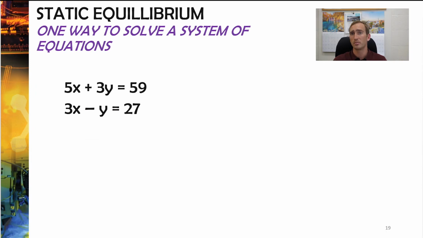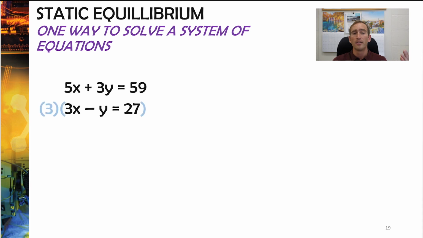So here is a system of equations that's not really relevant to ENES 102, but you can imagine that it could be. The x and y could be forces or something like that in your problem. So here we have 5x plus 3y equals 59, and we have 3x minus y equals 27. So how could we solve this? We could just do substitution. We could solve the second equation in terms of y, plug that back into the top equation and figure everything out.